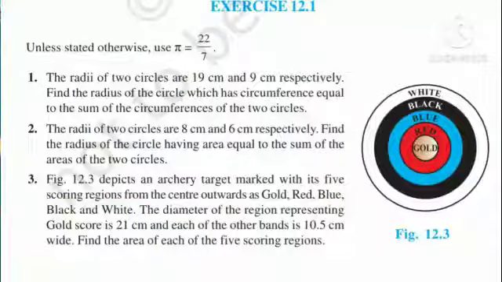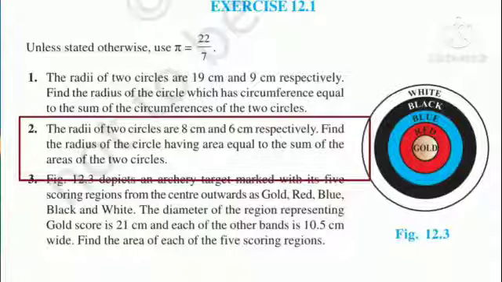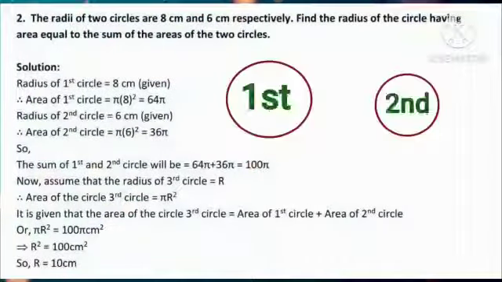Now the second question. The radii of two circles are 8 centimeter and 6 centimeter respectively. Find the radius of the circle having area equal to the sum of the areas of the two circles. So dear students, let us try to solve this. In question number 2, again we have two circles of radii 8 cm and 6 cm.